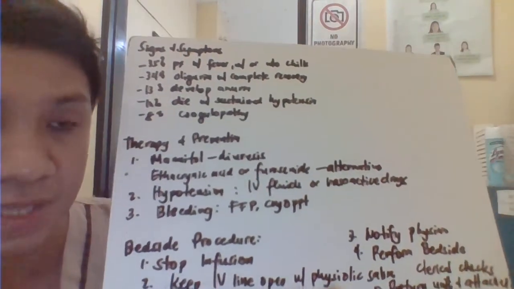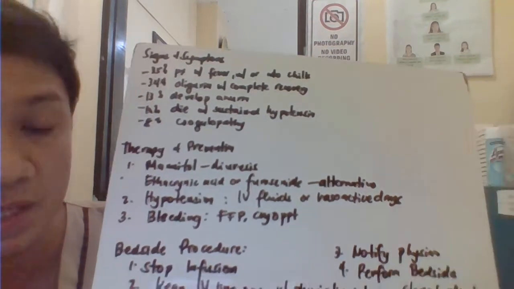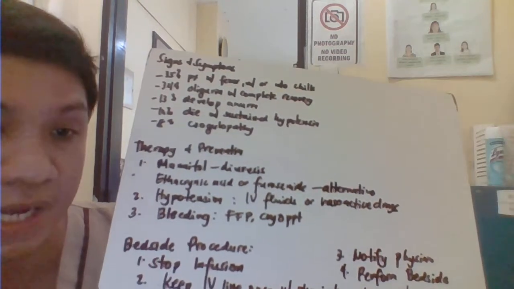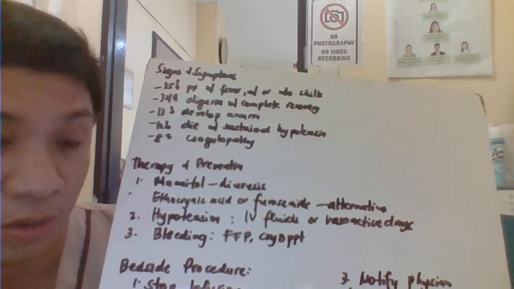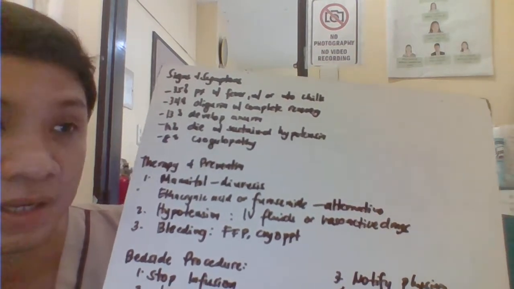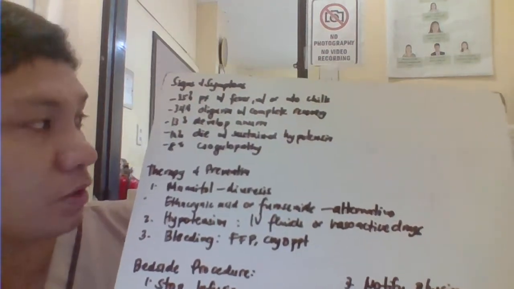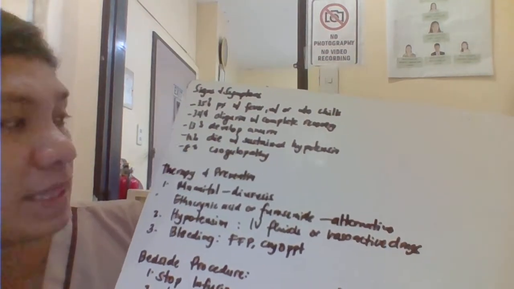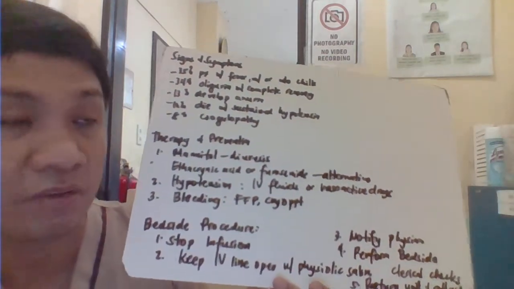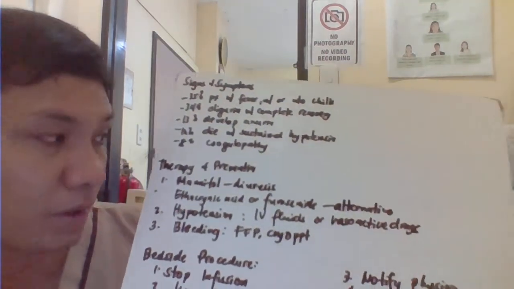Okay, we have here the manifestation of our immediate hemolytic transfusion reaction. 35% of the patients develop fever with or without chills. 34% with oliguria, or decreased urine output, with a complete recovery. 13% develop anuria, the absence of urine output. And 10% die with sustained hypotension because of, of course, the inflammatory action, and eventually you have your clotting process. And 8% will have coagulopathy.